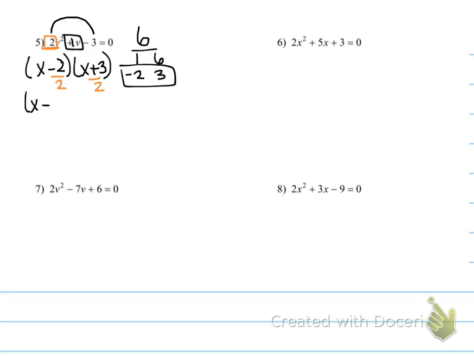It gets me x minus 1. But 3 divided by 2 doesn't. So when it doesn't simplify, that's where that slide comes in. Then you slide the denominator in front of x. So I've got 2x plus 3.